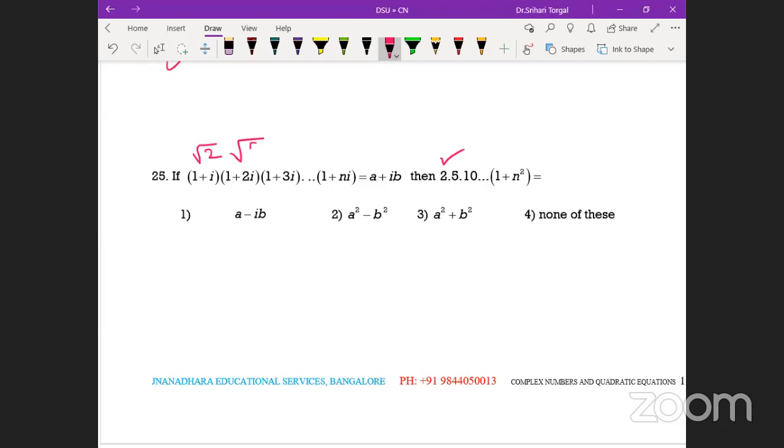Root of 1 plus 4, that is root 5. What we have here? 5.